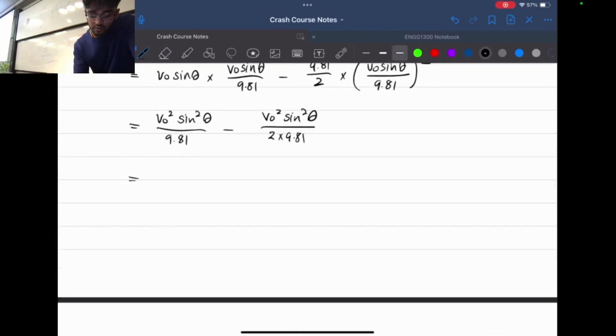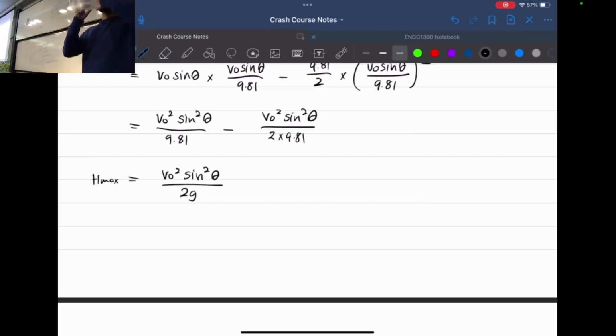Simplifying this down even further, we can say that sy, I'll just say h max, so maximum height will equal v0 squared sine squared of theta all over 2g, or 2 times 9.81. This is the maximum height formula.